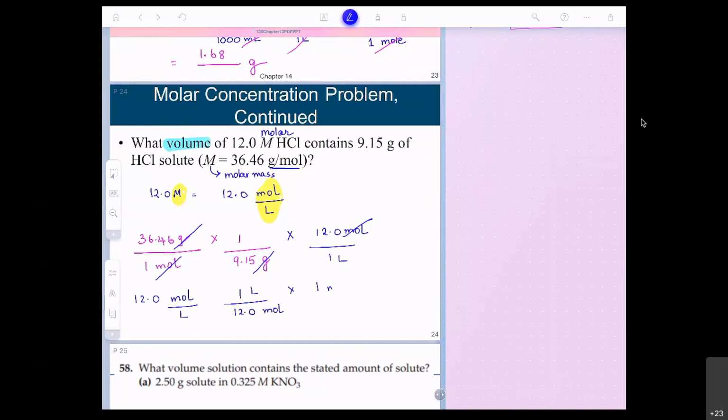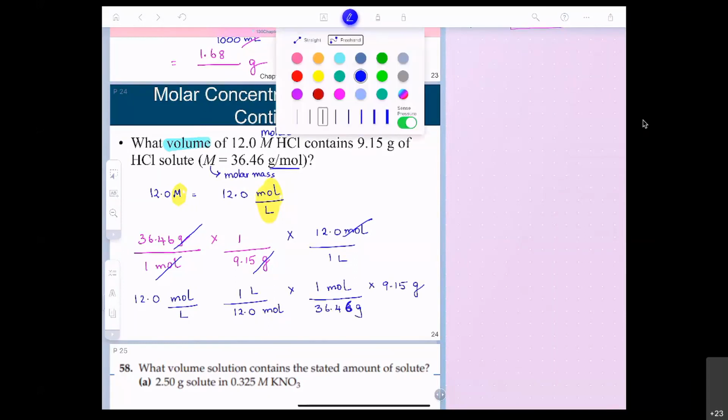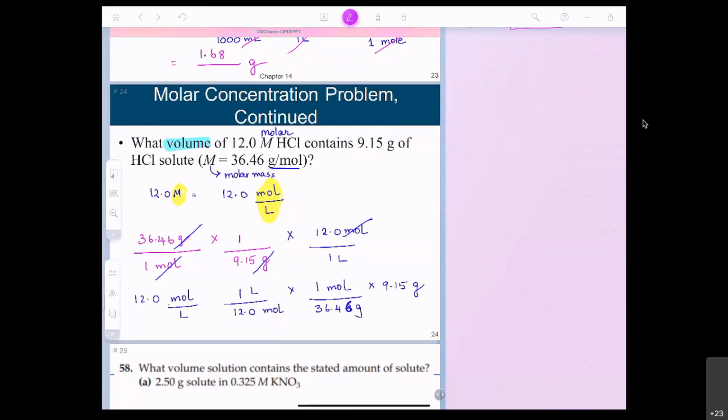Then 1 mole on the top so that you can cancel out the mole, right? And then you want to have your 36.46 grams on the bottom, and then 9.15 grams on the top. So now you'll see everything getting canceled the way you want. That's 12 moles per liter. So here you can just write it as moles, and moles will get canceled.